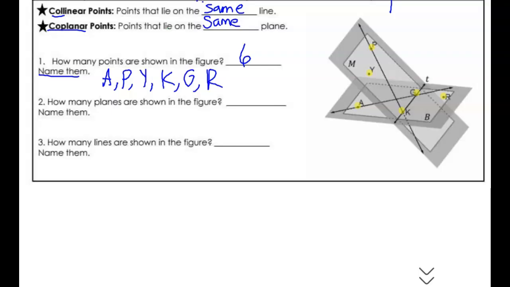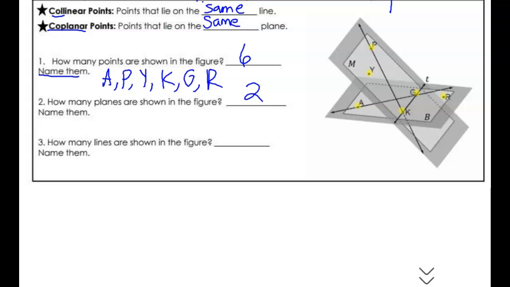All right, look at question number 2. How many planes are there? 2. Good. It's 2, but they're crossing each other, right? They're doing this. They're like crossing each other. So, two planes.